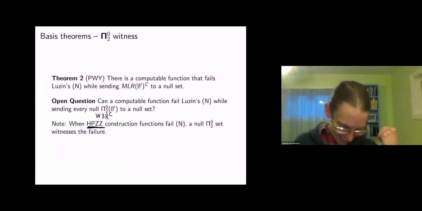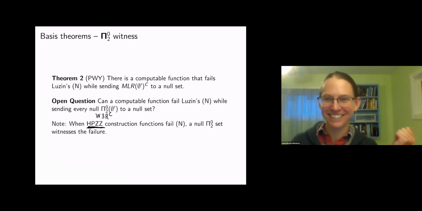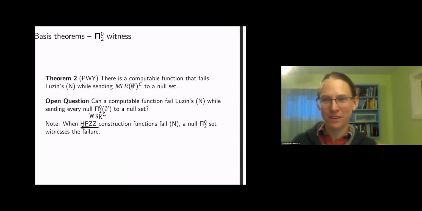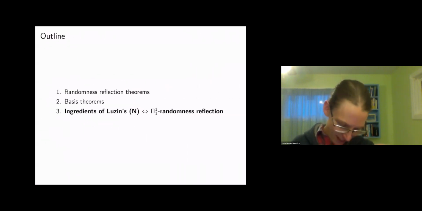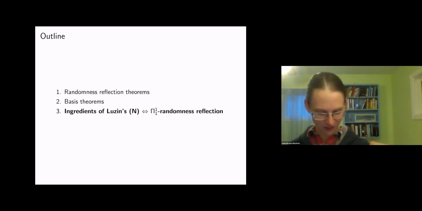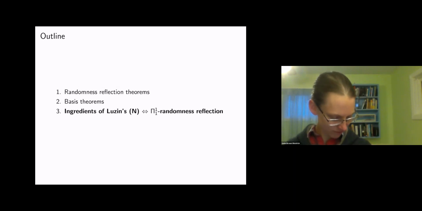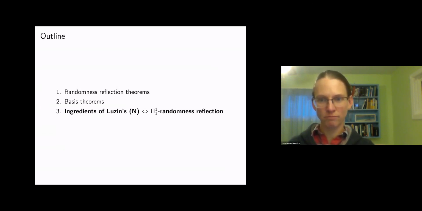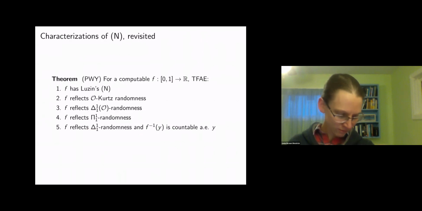All right, and then the last, or any questions? Okay, and then the last part of the talk is to sketch a little bit the proof of the equivalence that Luzin's n then has with all these various higher randomness reflection notions. So here's just repeating the theorem from before.